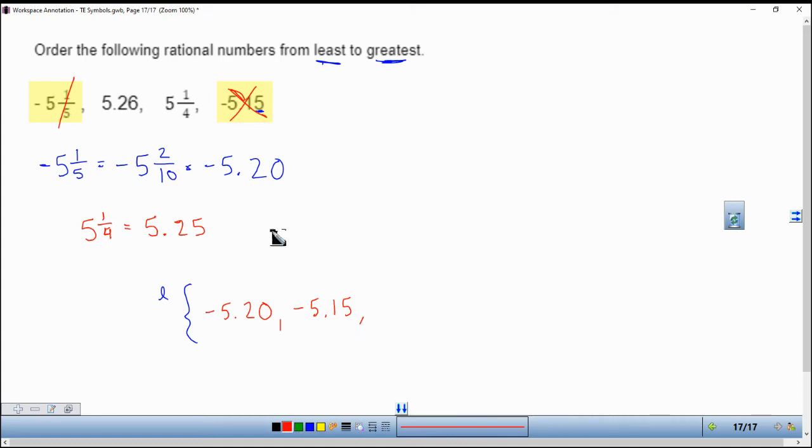And again, you'll have a calculator too. So if you wanted to do 1 divided by 4, that will give you the decimal. So to sort these out, which one's least? Well, 5 and 25 hundredths has the least value. Then 5 and 26 hundredths would be next. And there we have sorted the numbers from least to greatest. And we are all set with that.